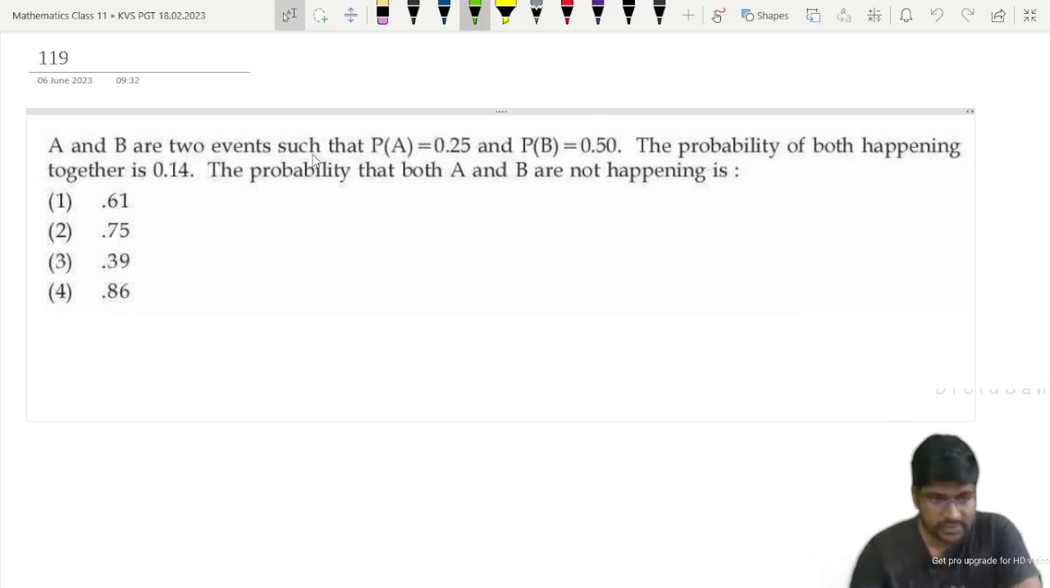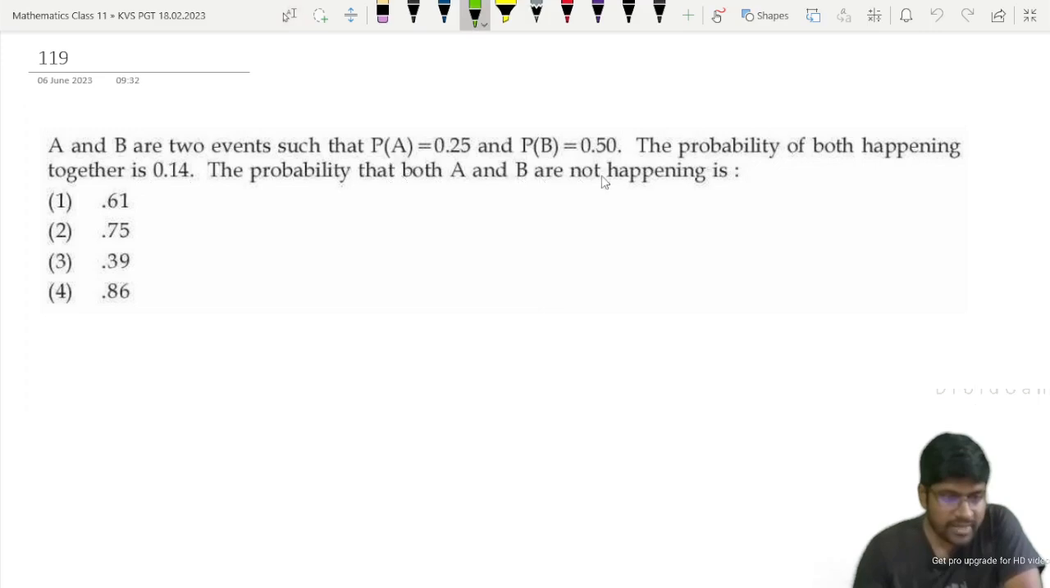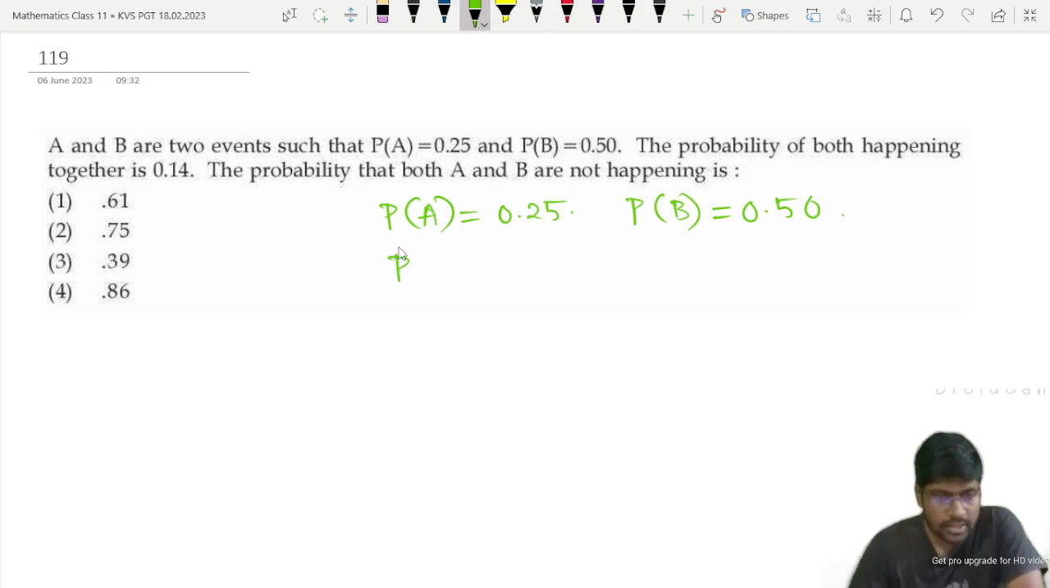Now A and B are two events such that P of A is equal to this and P of B is equal to this. The probability of both happening together is this. Then the probability that both A and B are not happening is what? So P of A is given, that is 0.25. P of B is given, that is equal to 0.50, and P of A intersection B is also given, that is equal to 0.14.